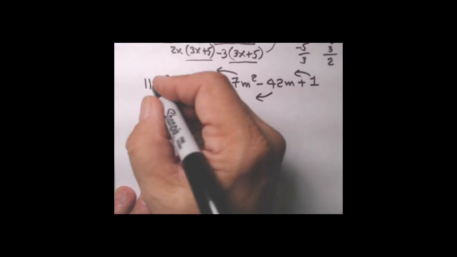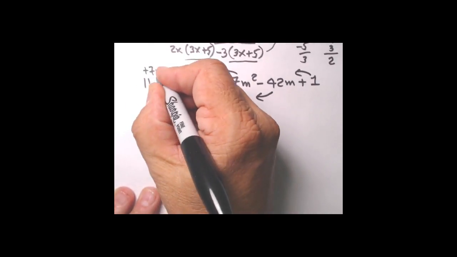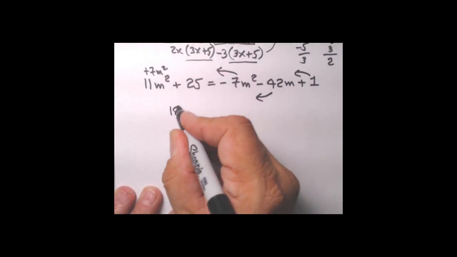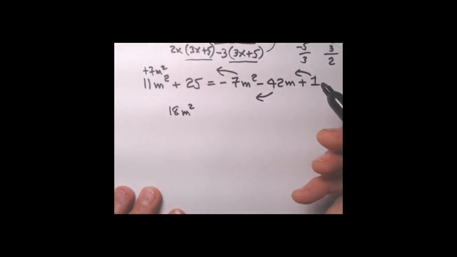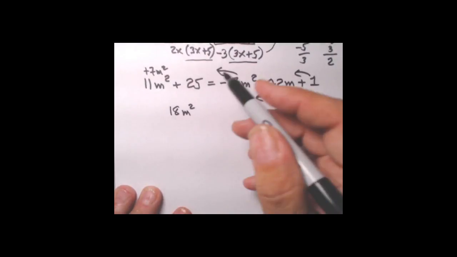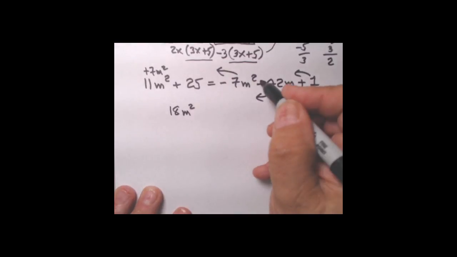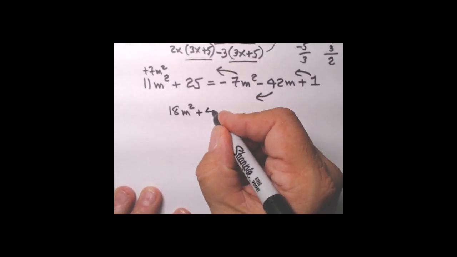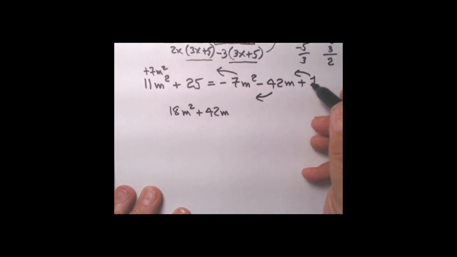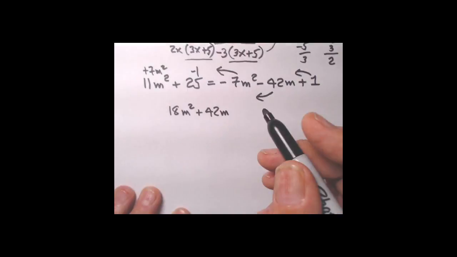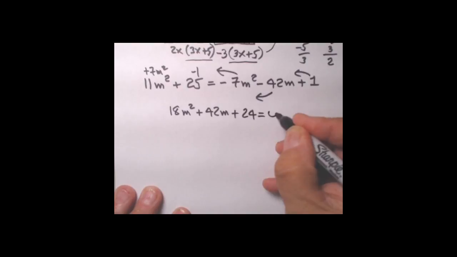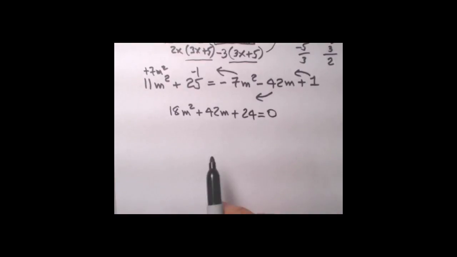So this is all cleanup here to get the required 0 on the right. Negative 7m squared comes over as positive 7m squared. So what are we going to end up with here? It looks like 18m squared. Now, we'll put the m to the first power next. There's no m to the first powers here. So if we jump the negative 42 over, it becomes positive 42m. Okay, the last thing to jump over is the plus 1. It comes over as minus 1. So plus 24 equals 0. Okay, here we go. All cleaned up.